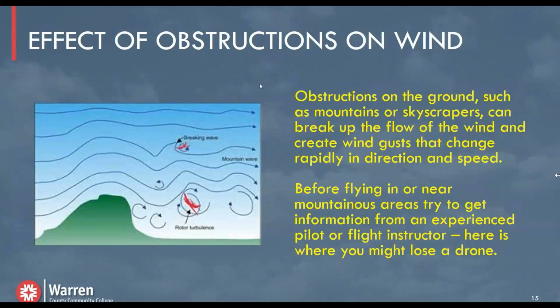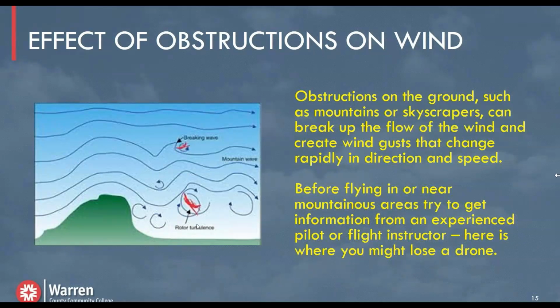The other thing you want to remember about wind is that obstructions can matter. Obstructions on the ground, such as mountains or skyscrapers, can break up the flow of wind and create wind gusts that change rapidly in direction and speed. Before flying in or near mountainous areas, try to get information from an experienced pilot or flight instructor. Here is where you might lose a drone.